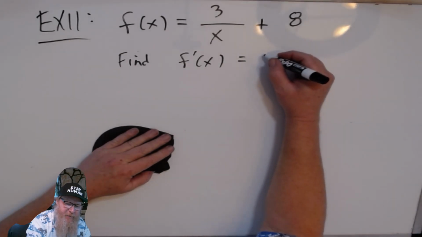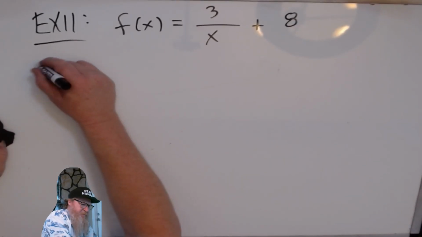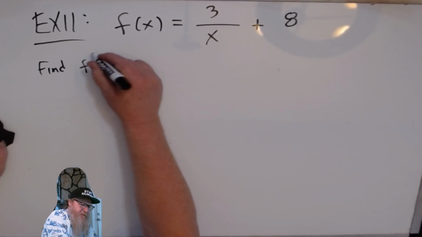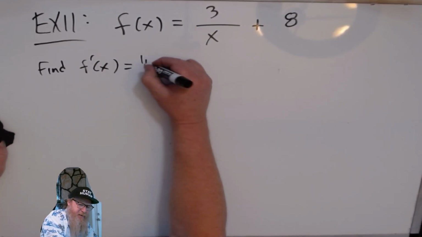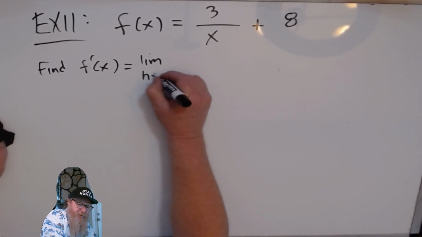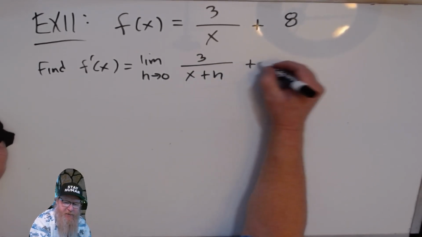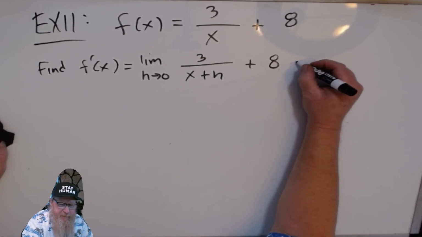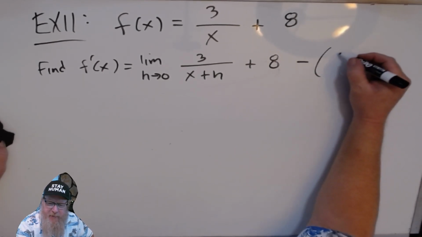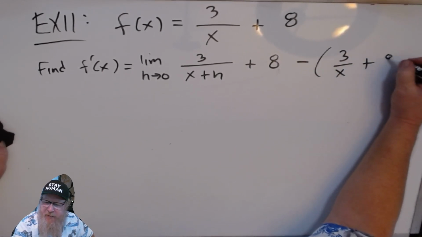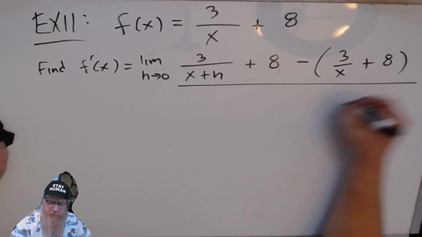So that's the limit. F prime of x is the limit as h goes to 0 of 3 over x plus h plus 8 minus 3 over x plus 8, all over h.